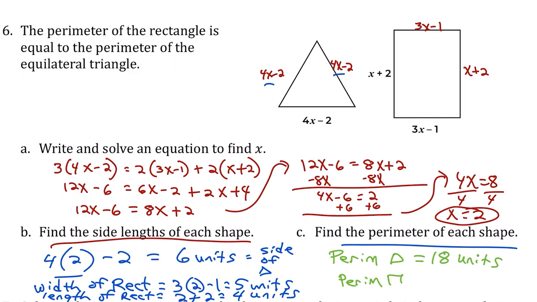Whereas the perimeter of the rectangle is going to be equal to, we have 5 for the width, but we have 2 of those, so that's going to be 10 for the 2 widths, plus 4 for the length, but we have 2 of those, so that's going to be plus 8. So it's going to be 18 units for the perimeter of the rectangle.